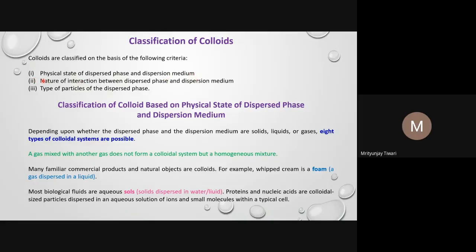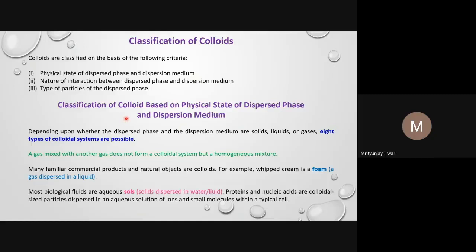Then another type of criteria is the nature of interaction between dispersed phase and dispersion medium. Based on this, we have seen two different types of colloids, lyophilic and lyophobic colloids. And the third criteria is the type of particles of dispersed phase and dispersion medium. Based on this, we have seen three different types of colloids. We'll see all these things just briefly.